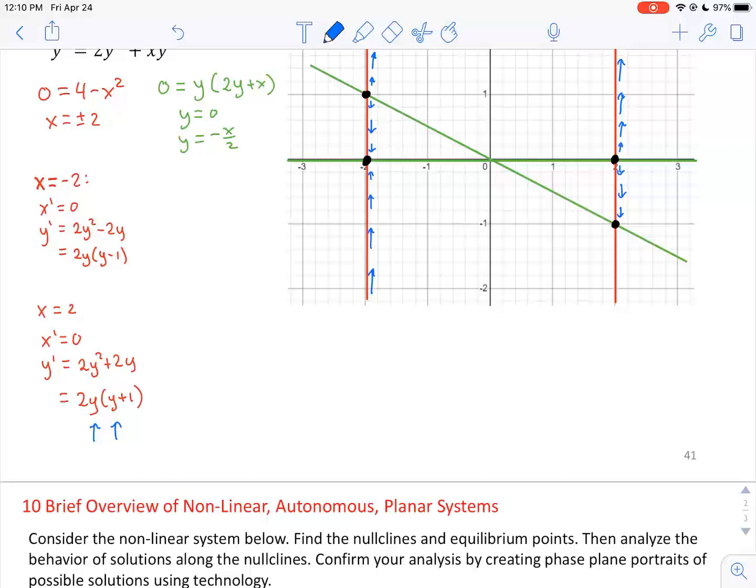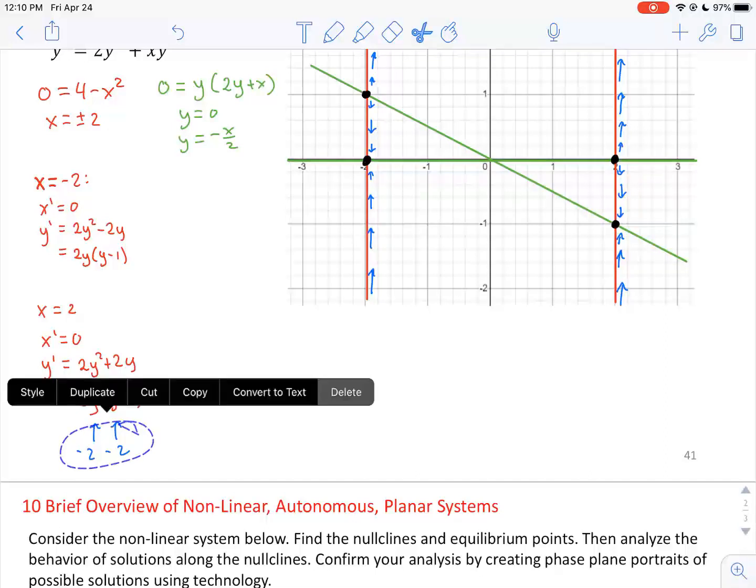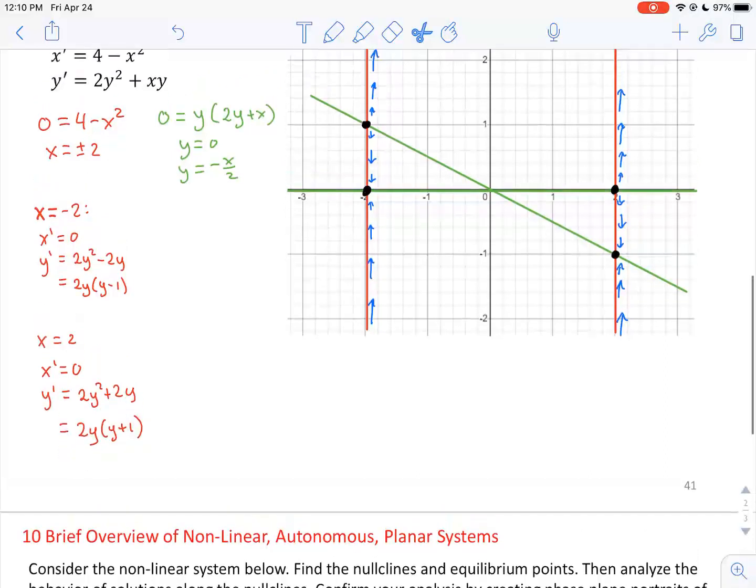And how about below -1? We expect solutions to also be going up, right? If you plug in like -2 for these y coordinates, you're going to get a positive y prime. So we expect solutions to be going up. So again, it looks like we have something similar to an unstable equilibrium versus a stable equilibrium along that vertical line.